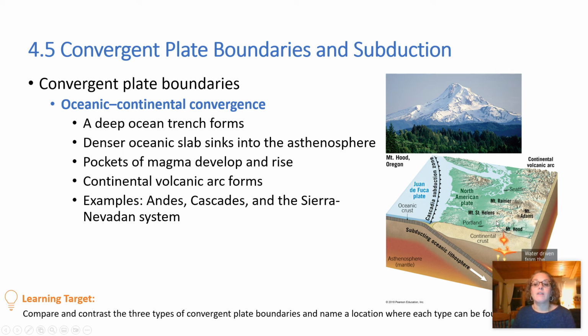And one example of that is the Cascades. So we have Mount Rainier, Mount St. Helens, Mount Hood. These are volcanoes that are on the west coast because in the Pacific Ocean, we have the Juan de Fuca plate. It's a relatively small size plate that's being subducted underneath the North American continent. Another example of that would be found in South America. Along the west coast of South America, we have a plate that's subducting underneath the continent and in turn forms the Andes Mountains, which are also volcanic.